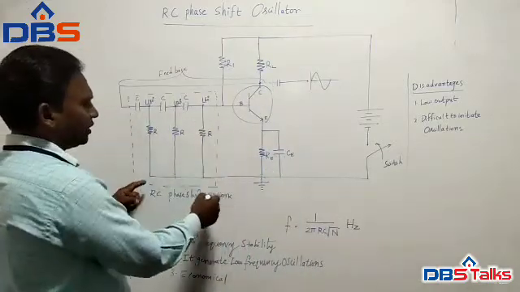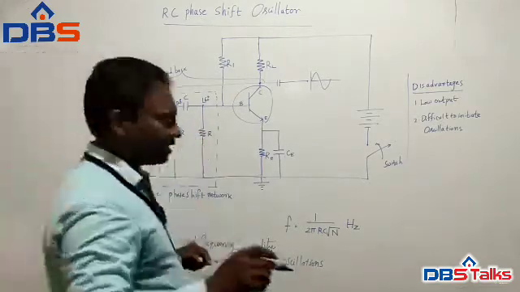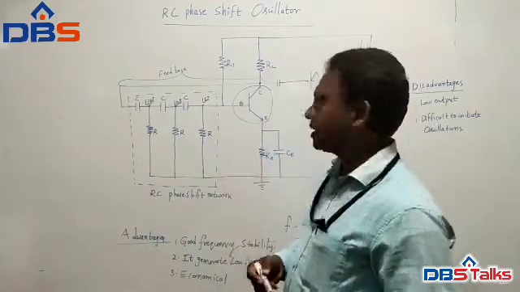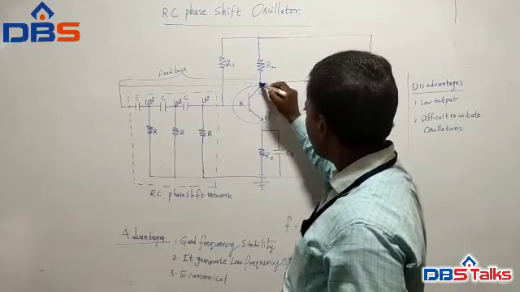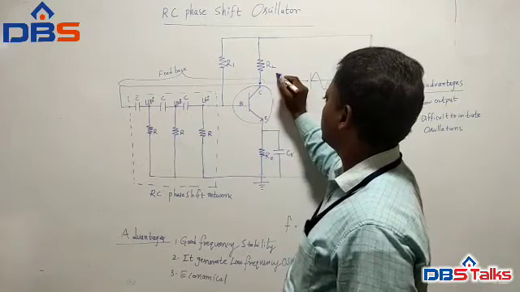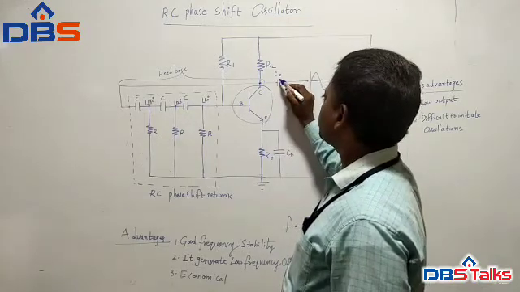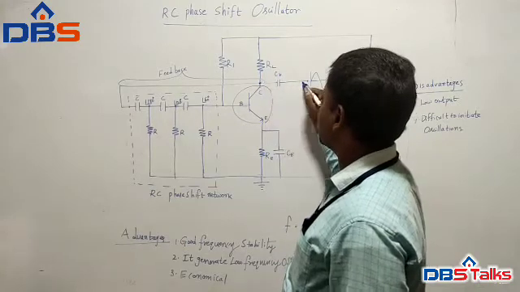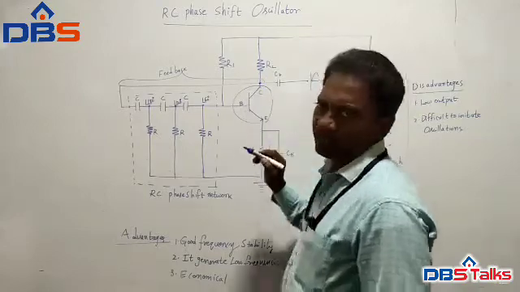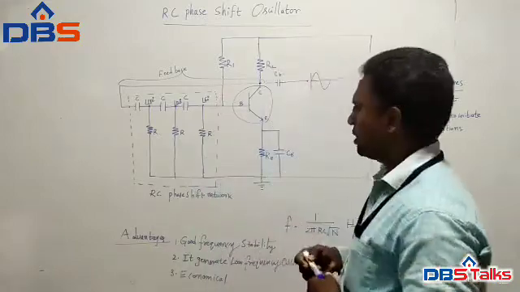And now you can see here, this is the RC phase shift network. Three capacitors and three resistors are connected in order to provide a 180 degrees phase shift, because we apply the input to the base and we take the output at the collector. This is a blocking or coupling capacitor. Only this portion from here to here is a CE amplifier.